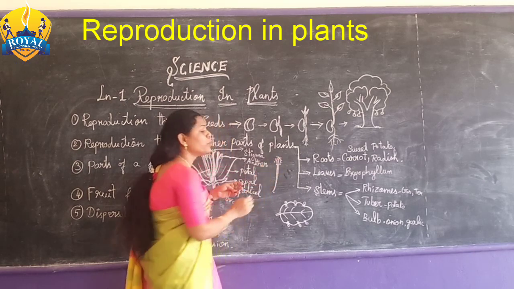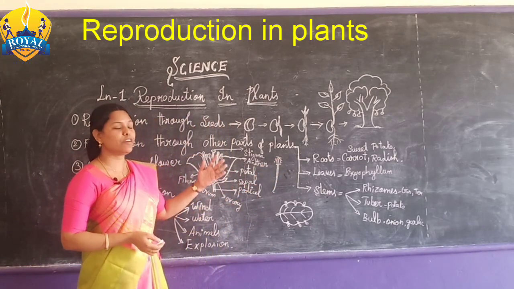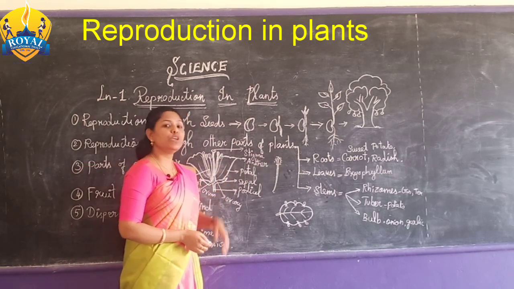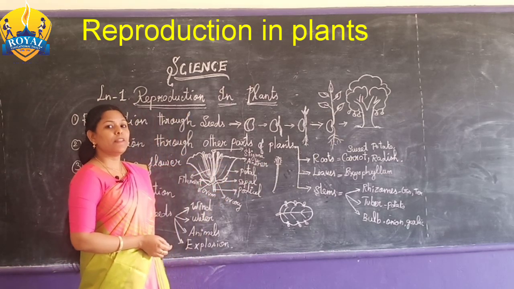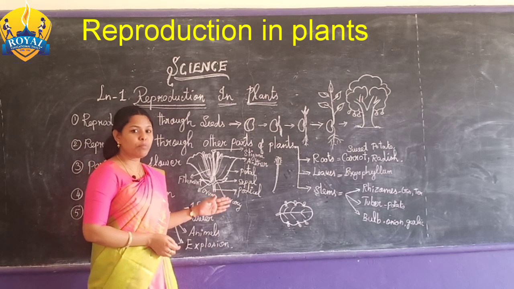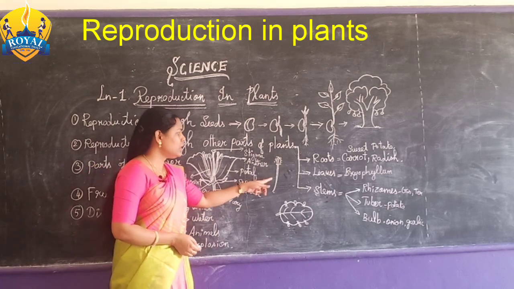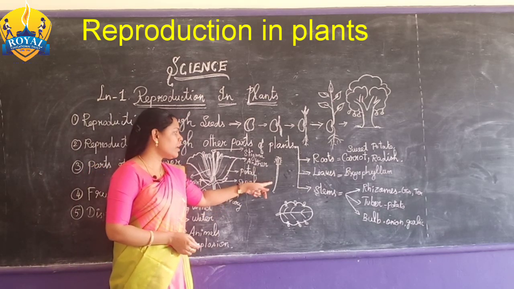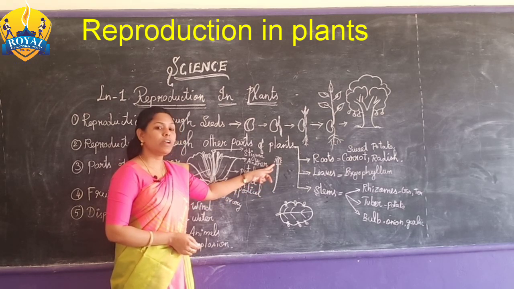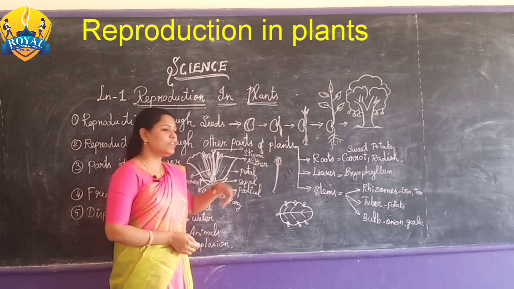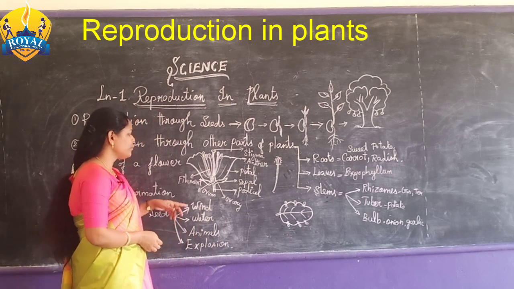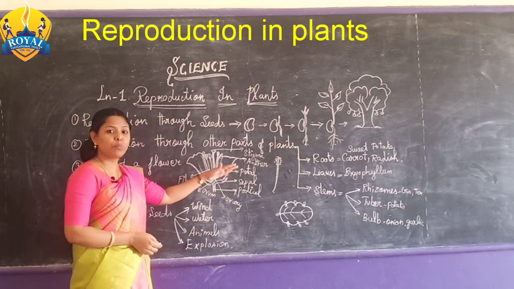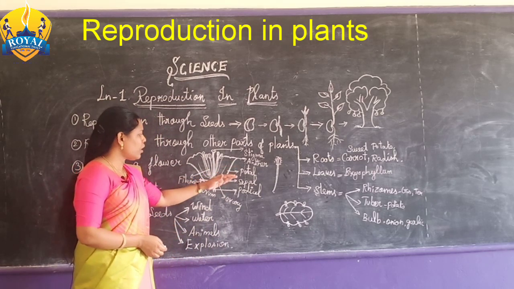That is a pollen grain. Due to the pollen grains only, fruit formation takes place in every plant. This is the male part of the flower: the filament, the anther, and over the anther there are pollen grains. These are the parts of the flower.